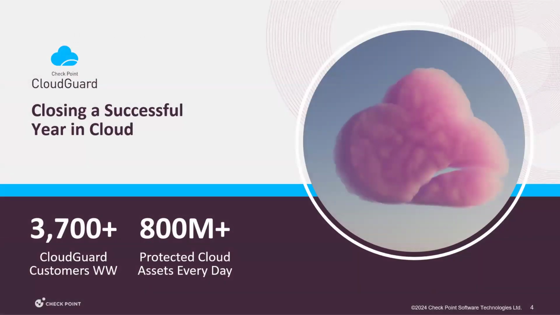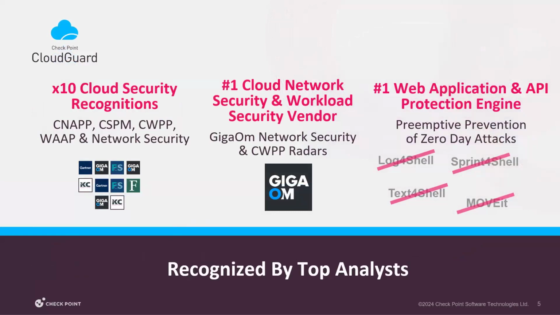So a little bit about Checkpoint's cloud business. Over the last year, we are securing over 3,700 customers worldwide, which encompasses about 800 million plus assets that we're protecting every day. It is a large responsibility that we take very seriously, and we've been in the business for 30 years, as most of you probably know. So very large cloud security business.